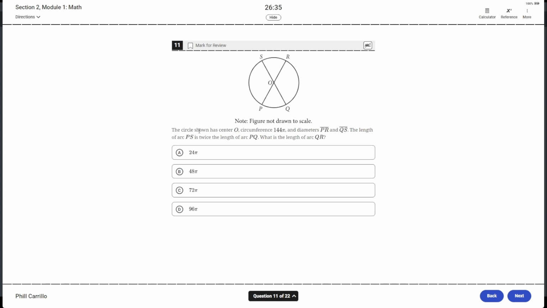Oh, geometry. It's not my favorite thing. The circle shown, circumference is 144 pi. So off the bat, I already know my radius is going to be, because they gave us this in pi, so you can drop the pi. 2r equals 144. R is 72. Yeah, so my radius is 72. Okay, these are your diameters. The length of arc PS is twice the length of PQ. What is QR?